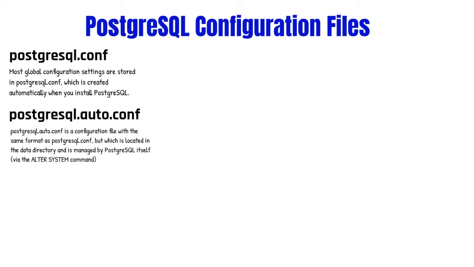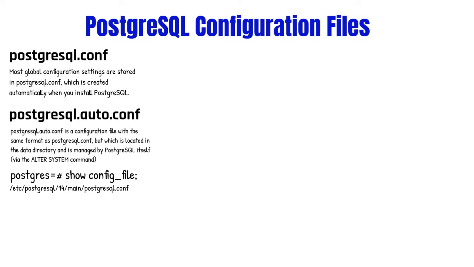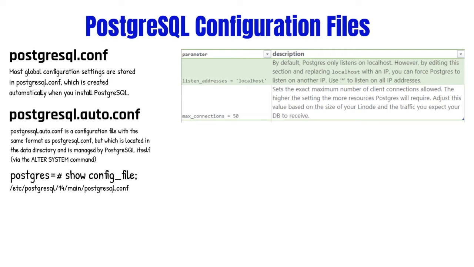To show the location of this configuration file, you would use SHOW config_file. In order to connect to the database, one of the main parameters we need to change in the config file is listen_addresses, because by default, Postgres is set to listen on the localhost. So we need to replace the localhost with another IP that we want to allow connections from.